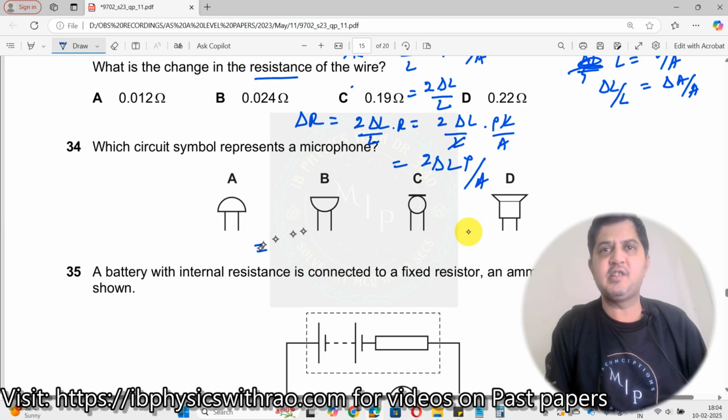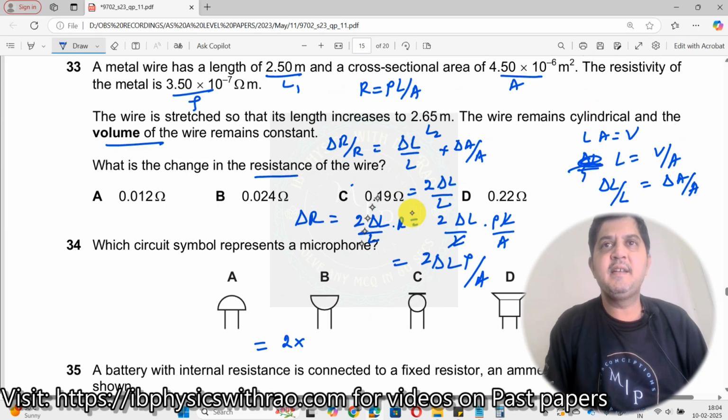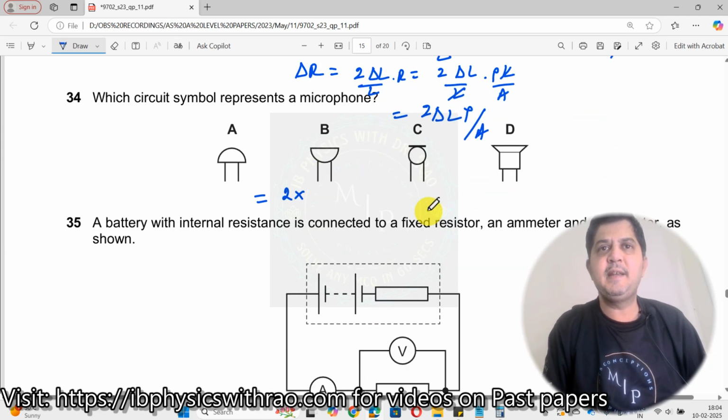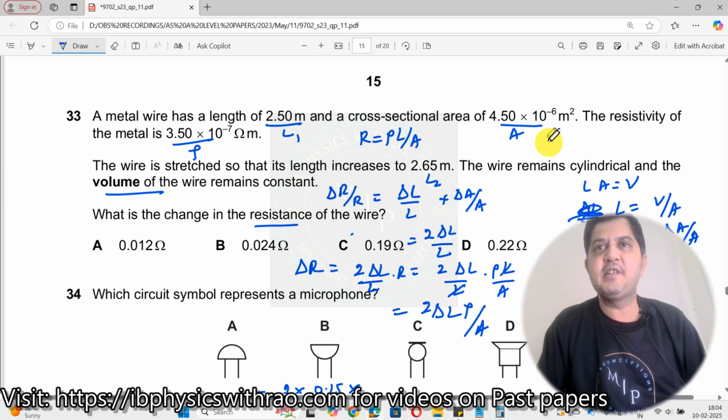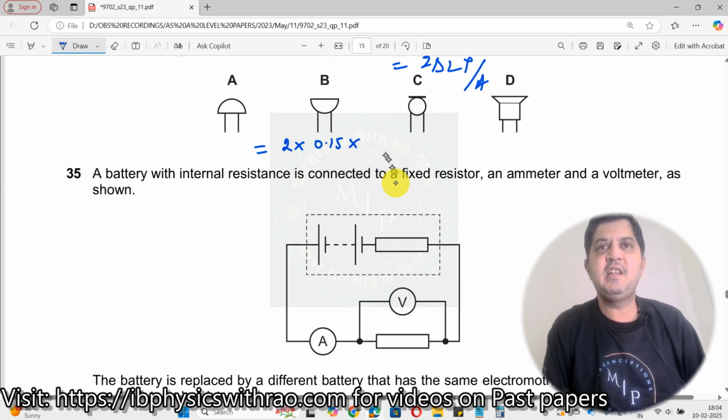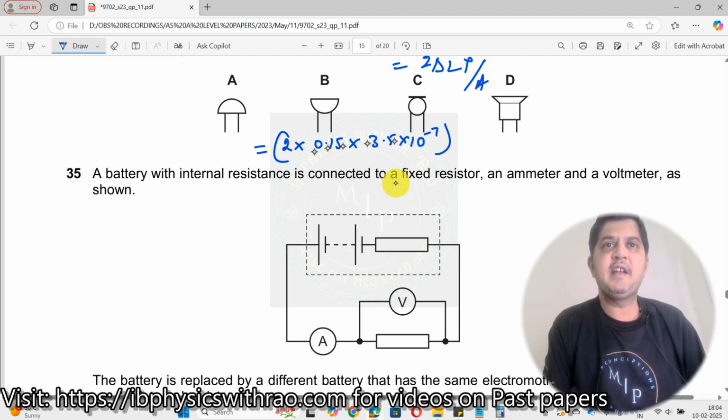There are many methods to solve this example, but this is one of the methods I would like to solve with. 2 into delta L. What's the value of delta L? Delta L is initially 2.50, finally it is 2.65. So 2.65 minus 2.50 is 0.15 multiplied by the resistivity. What's the value of resistivity? It is 3.5 into 10 to the power minus 7 divided by area.